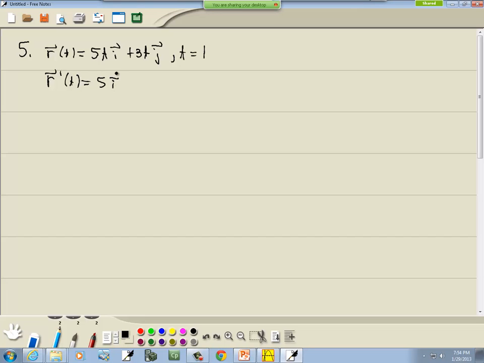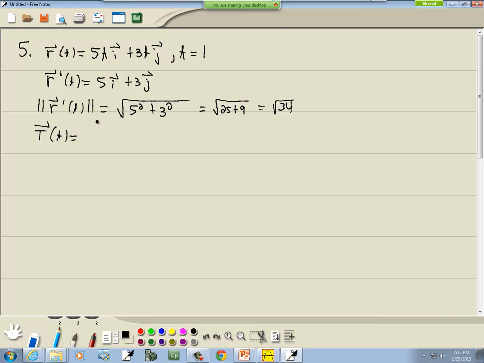The derivative of this gives us 5i plus 3j. And we need the magnitude of R prime. So we're going to take each one of these before i and j, square them, and put them underneath the square root and add them together. So we've got 5 squared plus 3 squared, which gives us 25 plus 9, which gives us the square root of 34. Now, we need to find T, our unit tangent vector. That's going to be equal to R prime over the magnitude of R prime. Well, R prime we said was 5i plus 3j, and the magnitude of it was the square root of 34.